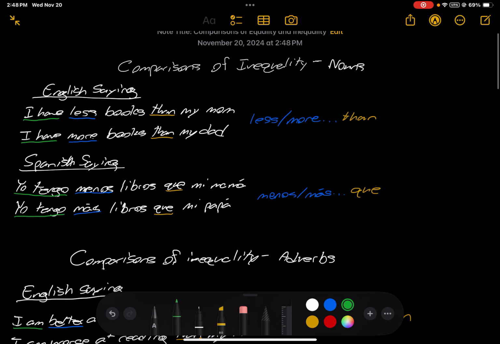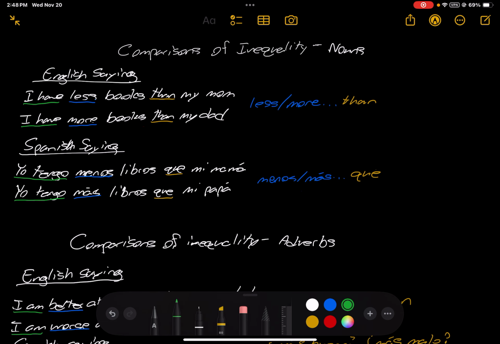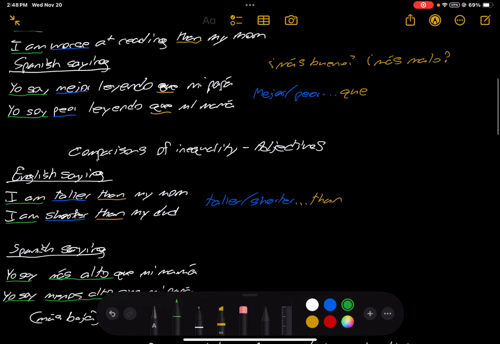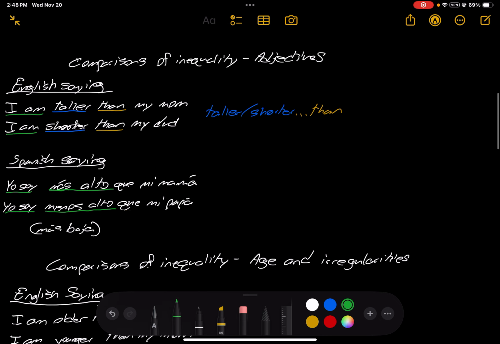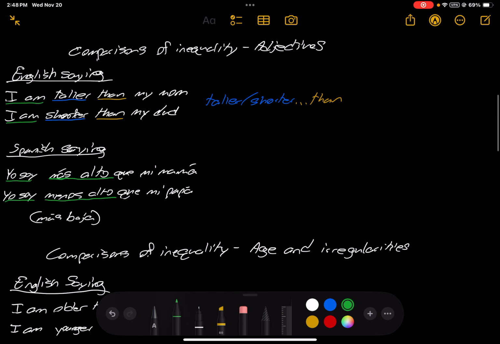It's another example that's very similar to the nouns, except instead of a noun, it's an adjective, because we're comparing how tall I am to my parents, instead of how good I am of a reader, or how many books. Again, they're both followed by que. Más y menos are followed by que.